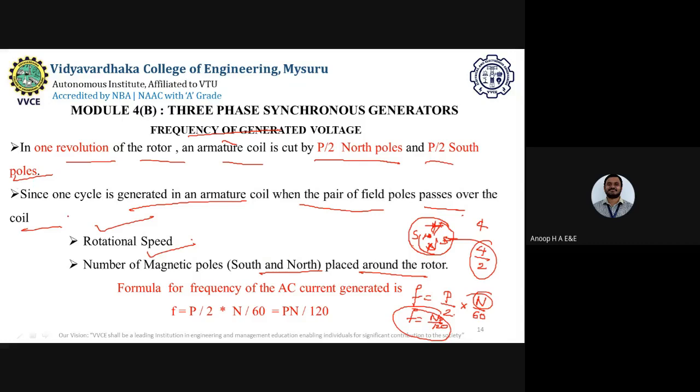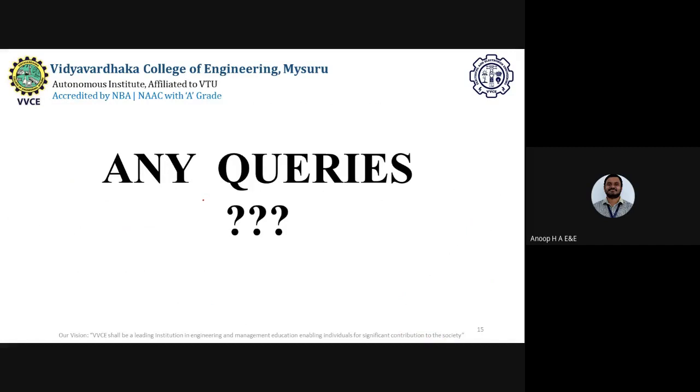So this is the number of cycles. In one cycle, what is generated in the armature coil or the stator conductors which are present there is said to be the frequency of the generated voltage.